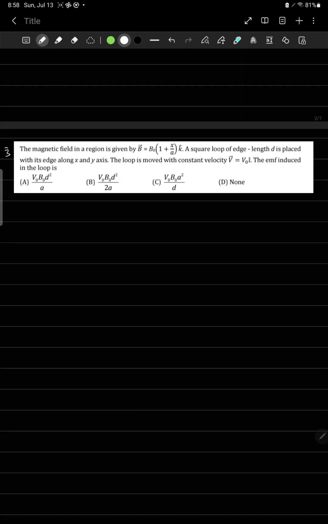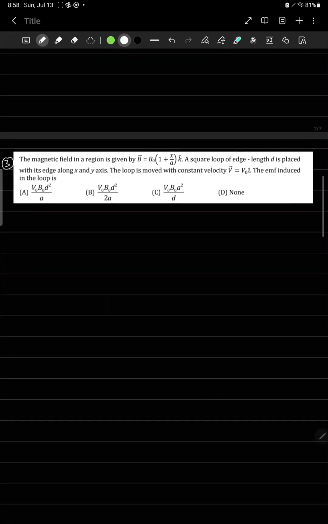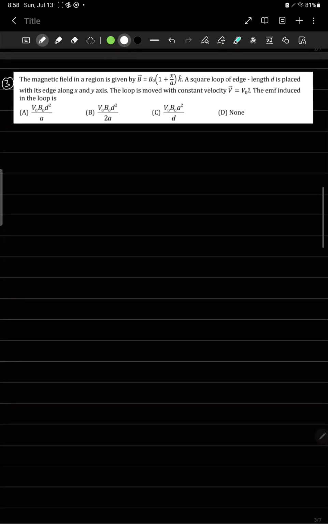Okay, so next question, the third question. The magnetic field in a region is given by B vector equal to B naught (1 plus h by a) k cap, and there is a square loop. The square loop is placed along the x-axis and y-axis here, and the magnetic field is in outward direction, but it varies with h, and the loop has a velocity v naught i cap. So we can say like this is 0, 0. So there's a magnetic field changing basically. The magnetic field is not constant within the loop here.